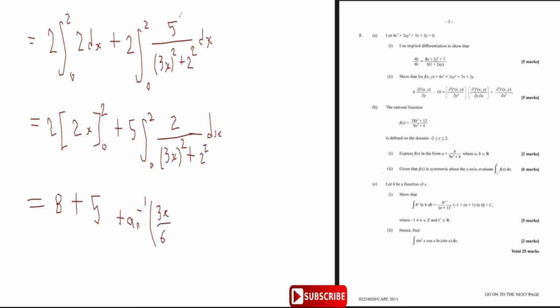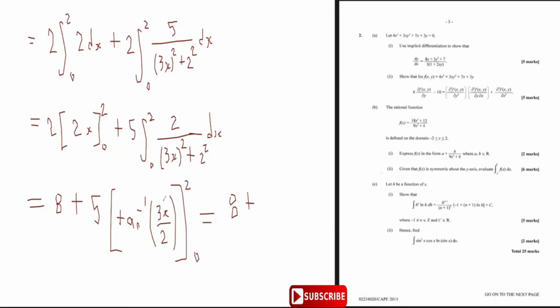2 squared is 4. Where did I get 6 from? 3x over 2. Tan inverse x over a. All right, and this we're integrating from 0 to 2. So now all you have to do is plug that in, and you're going to get 8 plus, we don't need to plug in the 0 because tan of 0 is 0. So you need to just plug in x as 2.